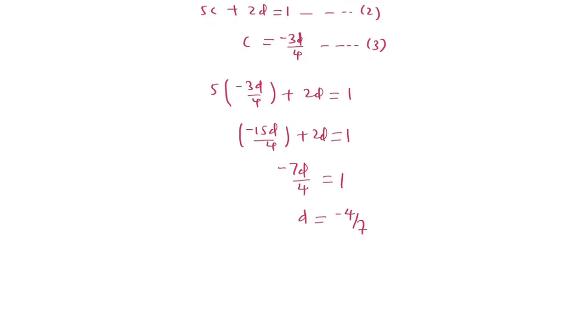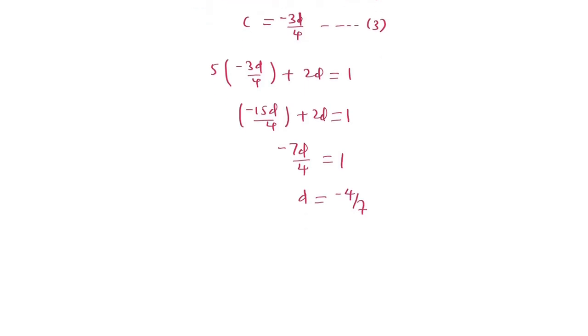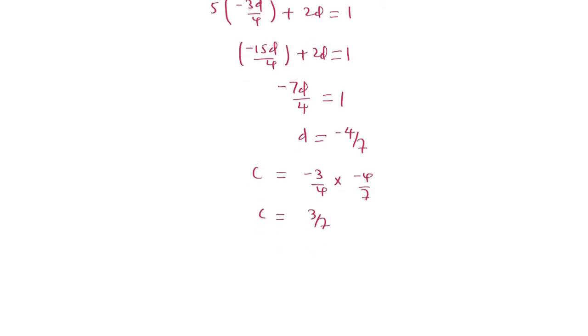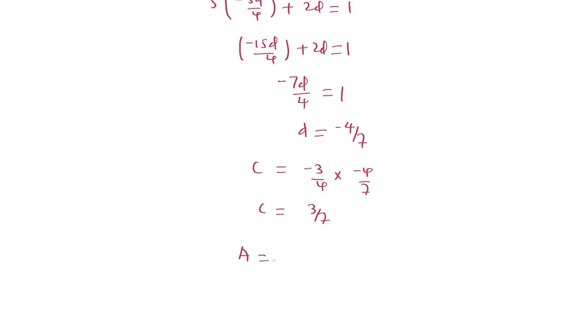Now we have the value for D. Let us substitute this in our equation number 3. Our equation is going to be C equals negative 3 over 4 times negative 4 over 7. Solving this, we are going to have C equals 3 over 7. Therefore, matrix A equals negative 2 over 7, 5 over 7, 3 over 7, and negative 4 over 7. And this is going to be our answer.